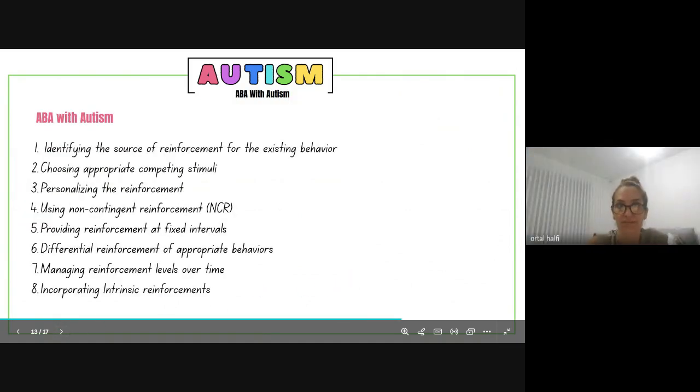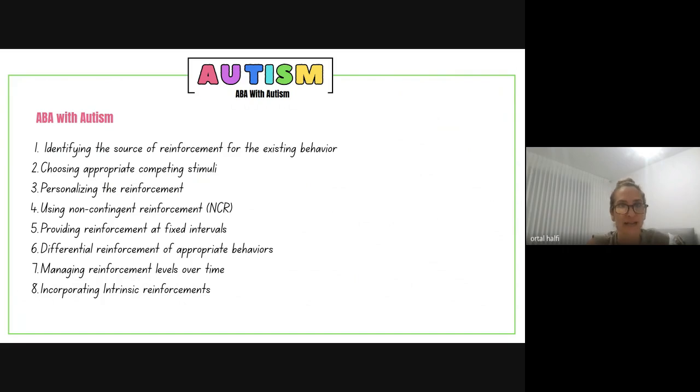ABA with autism. First, identifying the source of reinforcement for the existing behavior. Second, choosing appropriate competing stimuli. Third, personalize the reinforcement. Fourth, using non-contingent reinforcement, NCR. Fifth, providing reinforcement at fixed intervals. Sixth, differential reinforcement of appropriate behaviors.